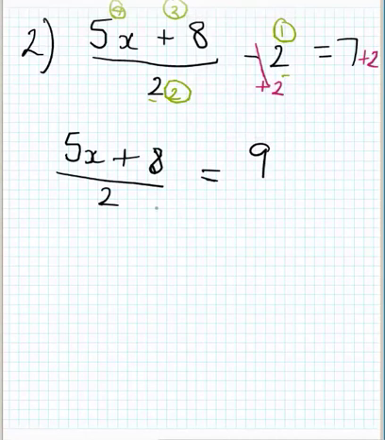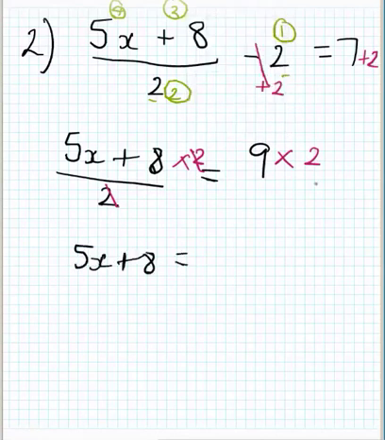And now the 2 has to go next. The opposite of dividing by 2 is to times by 2. That cancels out. And times by 2 on this side. So what's left? We have 5x plus 8 equals 9 times 2 is 18.